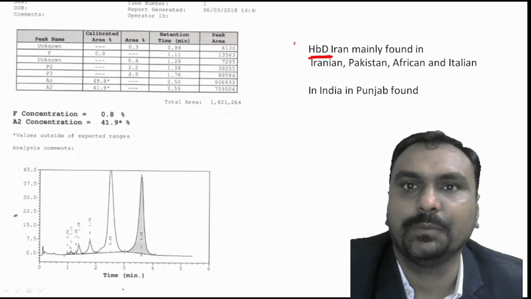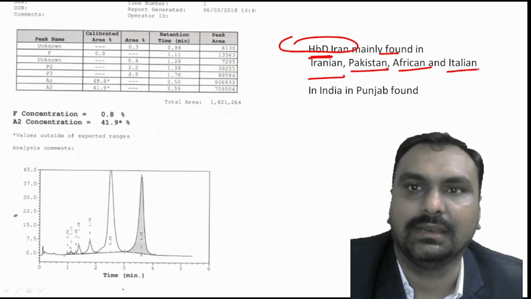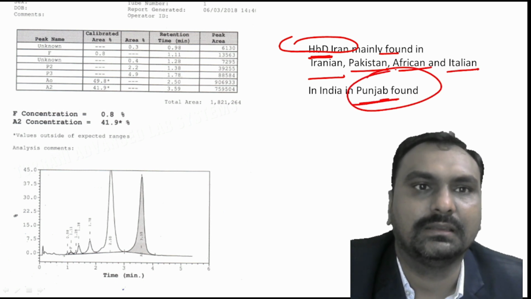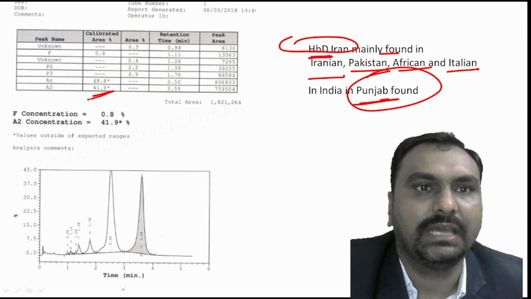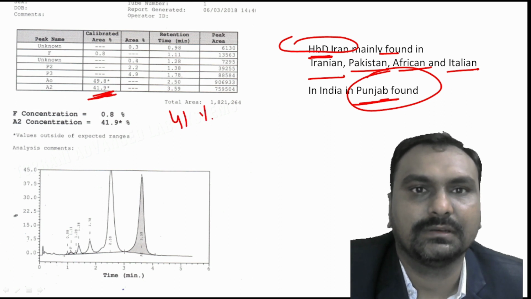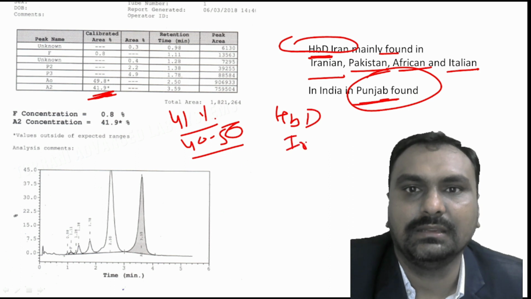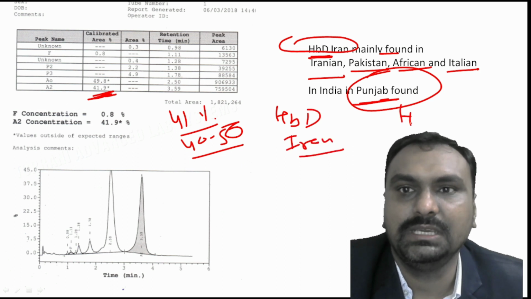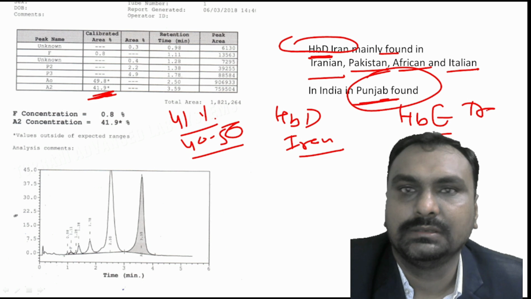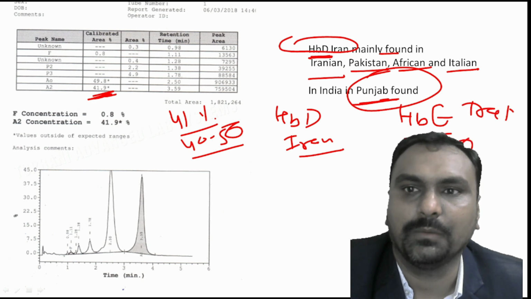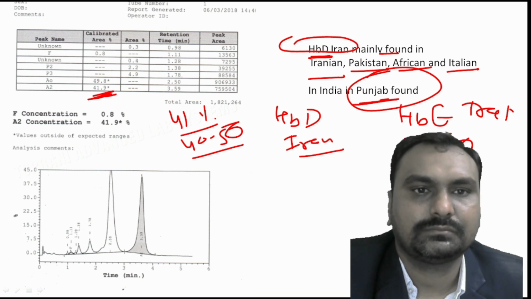Now this is a special case of HbD Iran. It is mainly found in Iranian people, Pakistani, African, and Italian. In India, it is mainly seen in the Punjab area. Here, the HbA2 level is 41%. So if it is between 40 to 50%, HbD Iran is more likely, while in case of HbE trait, the A2 percentage will be 20 to 40%, mainly around 35%.